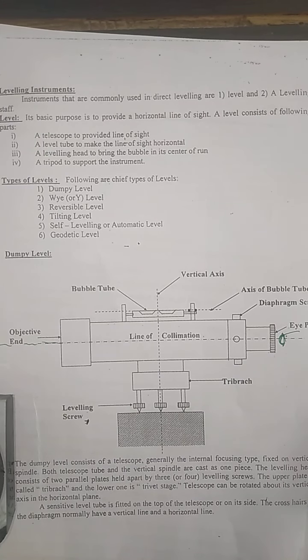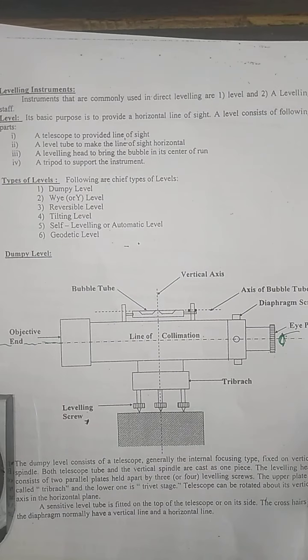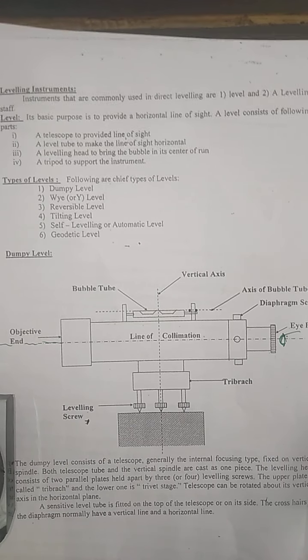Now we are going to speak about the Y level. The next thing we are going to study is the Y level. The essential difference between the dumpy level and the Y level is that in the dumpy level the telescope is fixed on a spindle, while in the Y level the telescope is supported on two vertical Y supports.